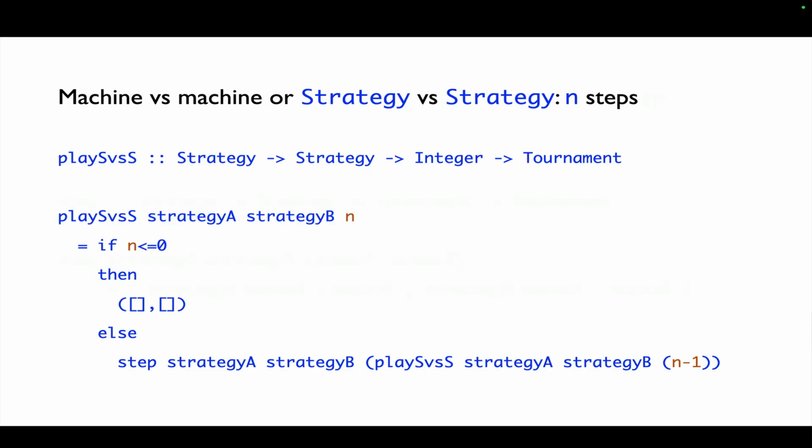It's an empty tournament. Otherwise, we play n-1 steps. That's play SVS strategy A, strategy B, n-1, and then play one more step in that. We apply step to strategy A, strategy B, and the result of playing n-1 steps. So there we have our tournament. So that gives us a way of playing machine versus machine.